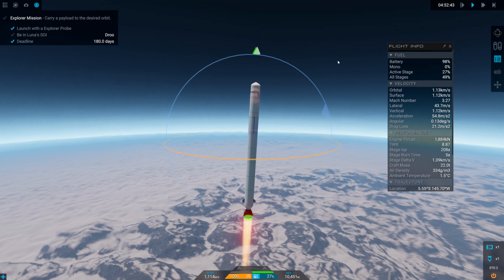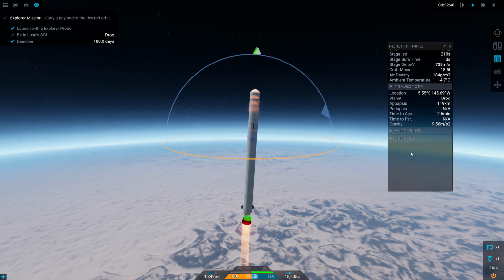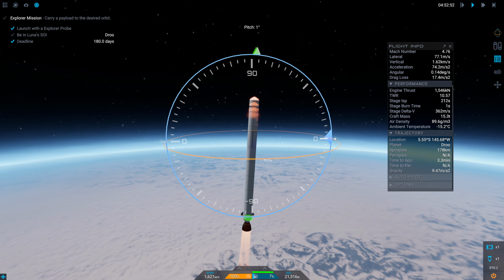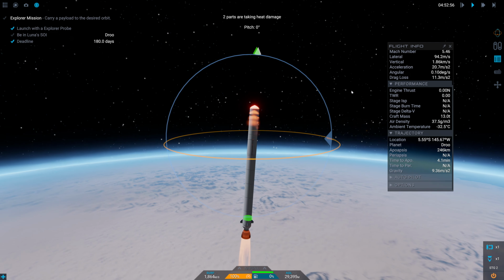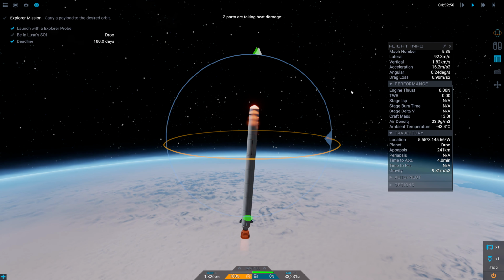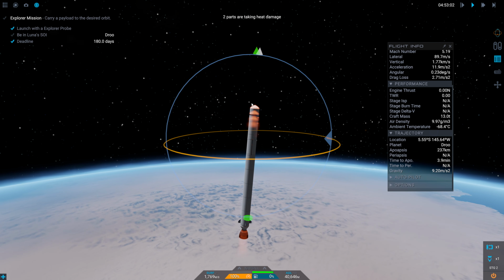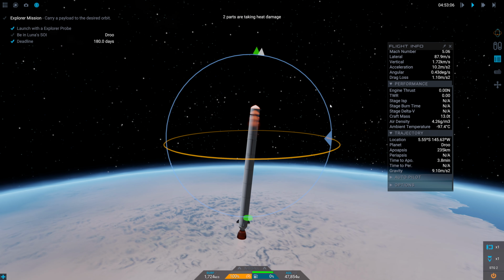Well, we're definitely going to run out of fuel quickly. No doubt about that. What's that apoapsis looking like? Very high up there. Okay. So we're taking heat damage. Like I said, that's not surprising. What is surprising is that the fairing isn't really protecting it. But okay.